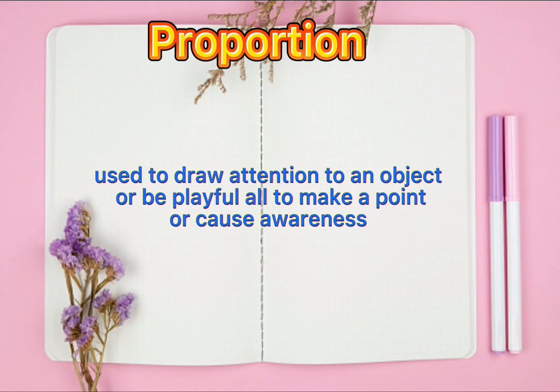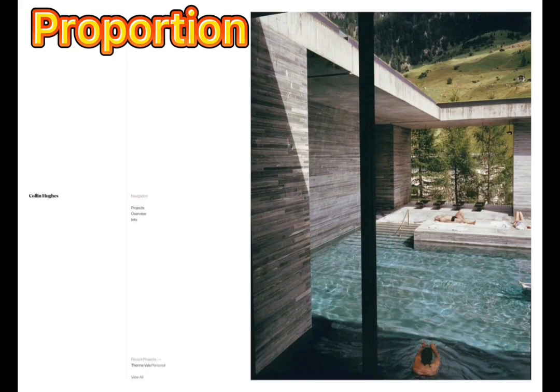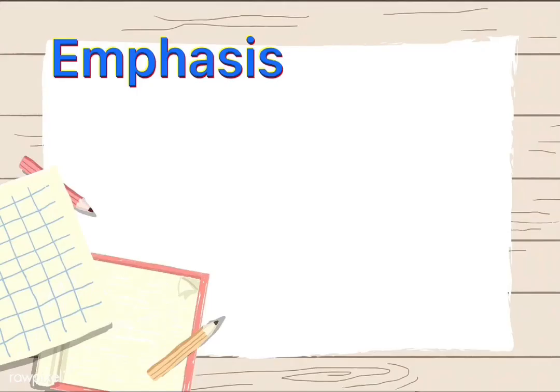Proportion can be used to draw attention to an object or be playful, all to make a point or cause awareness. It creates unity when all parts work together. This image here is one of the examples of proportion. The proportional differences between the tiny type and large images clearly delineate which elements are the most important on Colin Hogg's website.